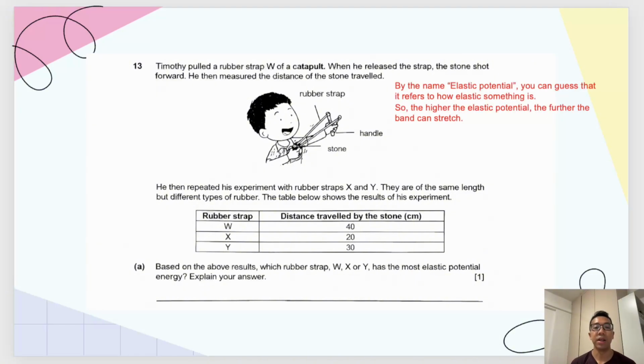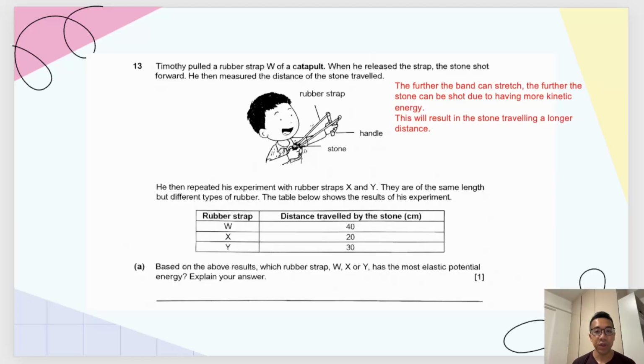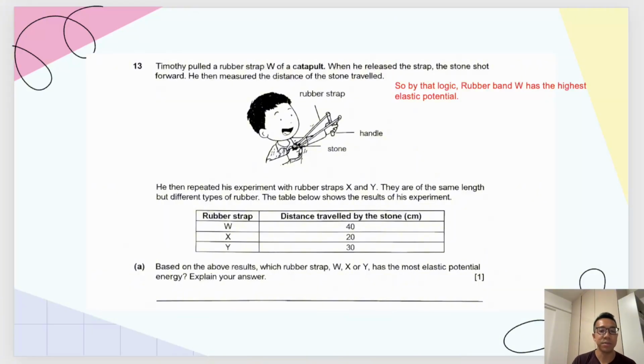So here is everything I talked about. By the name elastic potential, you can guess that it refers to how elastic something is. So the higher the elastic potential, the further the band can stretch. The further the band can stretch, the further the stone will travel because you will get the most kinetic energy. So by that logic, rubber strap W is your answer here, and it has the highest elastic potential.